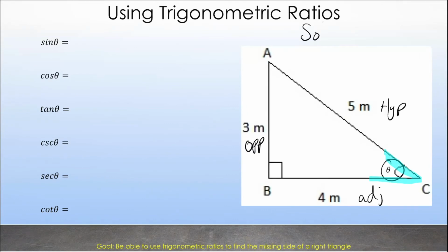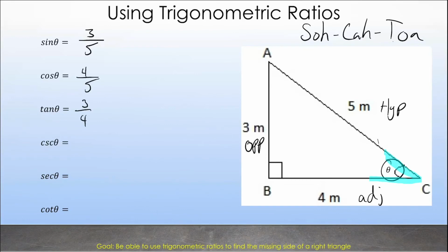I'm going to go, okay, I have SOH CAH TOA. So we're going to start with sine. Sine is the opposite side over the hypotenuse. My opposite is 3, and my hypotenuse is 5. Then CAH, which is adjacent over hypotenuse, so my adjacent side is 4. My hypotenuse is 5. Tangent, TOA, tangent is opposite over adjacent, so 3 over 4.